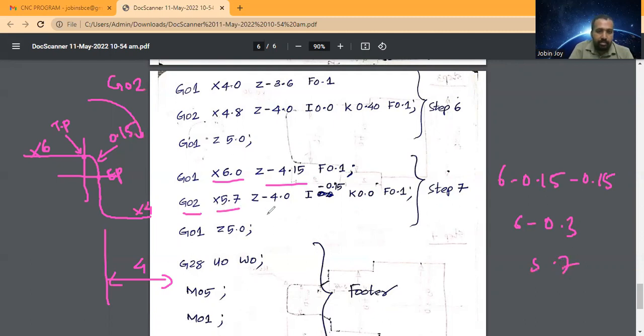So x is 5.7 and the z value, this line represents z is equal to minus 4. Then this is the tool's position and this is the origin, and this line is the x parameter. You have to enter the x parameter value in the downward direction, that means negative. So I minus 0.15, K 0.0, feed 0.1, that is given. So the arc is completed, and this is the safe distance.